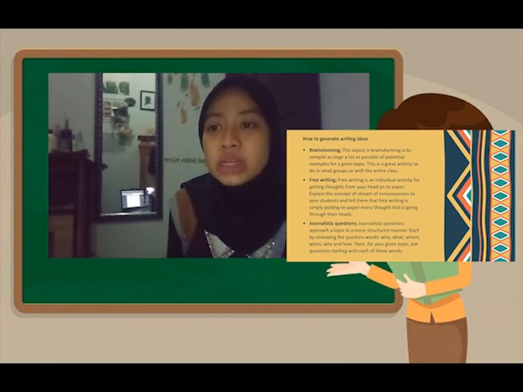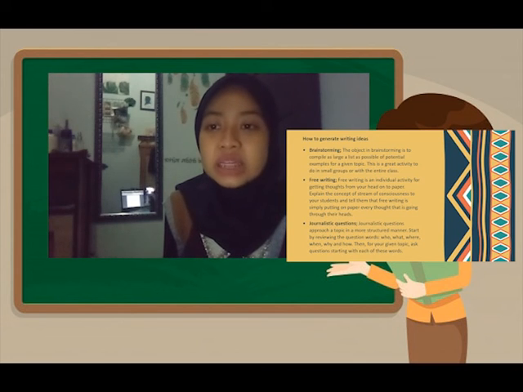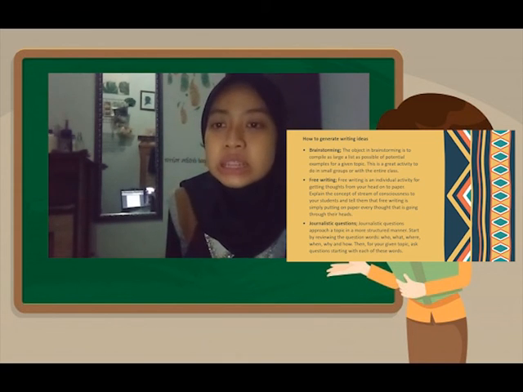The first is brainstorming. The object in brainstorming is to compile as large a list as possible of potential examples for a given topic. This is a great activity to do in small groups or with the entire class. Second is free writing. Free writing is an individual activity for getting a thought from your head onto paper. Explain the concept of stream of consciousness to your students and tell them that free writing is simply putting on paper every thought that is going through their heads.